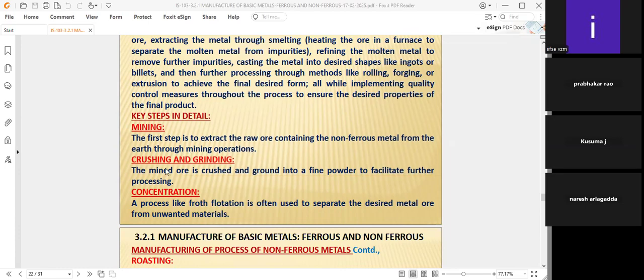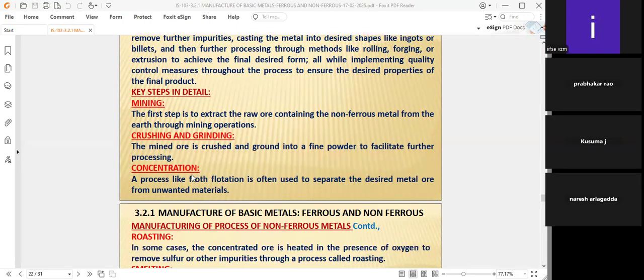Very good. Crushing and grinding. The mined ore is crushed and ground into a fine powder to facilitate further processing. Again, the rocks are broken into small pieces and crushed into ground material, becoming a fine powder before going to the further steps. Concentration is very important.